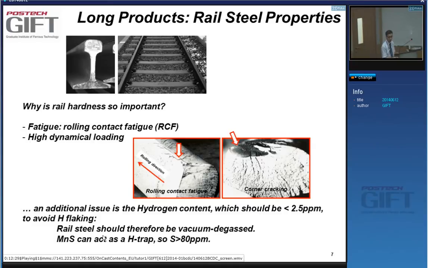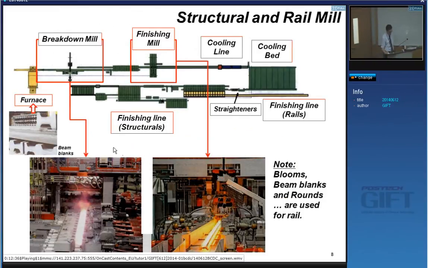Good. So, how do we make rails? The process nowadays usually starts with beam blanks, just those ones shown here. They go into a furnace where they're heated to 1100 to 1200 degrees C, and you're basically ready to roll the rails. So you start with a breakdown mill where you do the rough, large amount of relatively rough deformation, and then finishing mills. The finishing mills, we'll see them in more detail in a moment. You get the final shape.